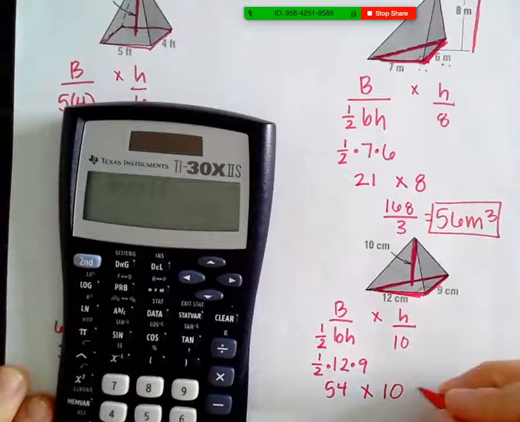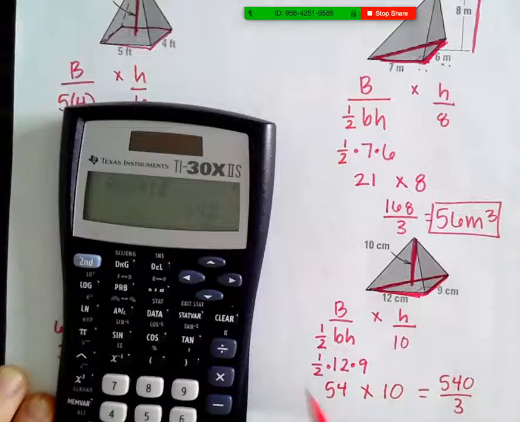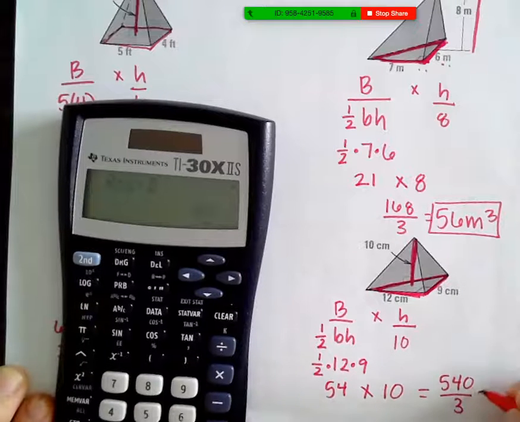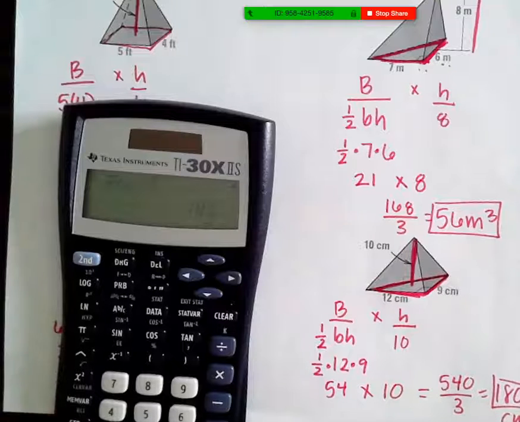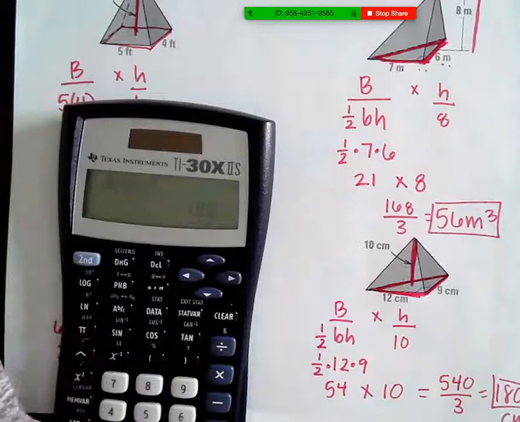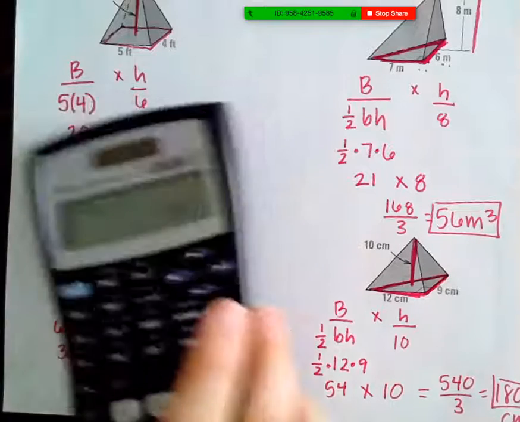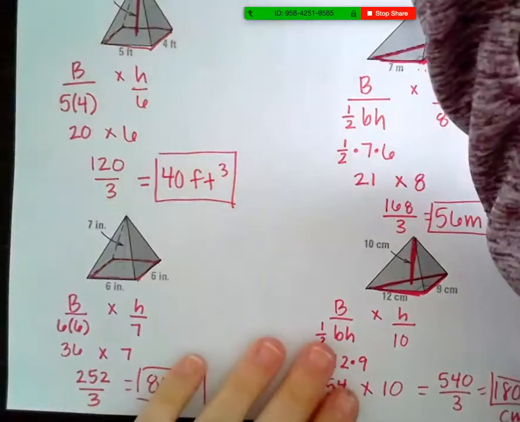Now you get 180, yes, because we have to divide. 180 centimeters cubed. You done yet? That's not so bad, was it? Okay, let's flip it over and try some cones.